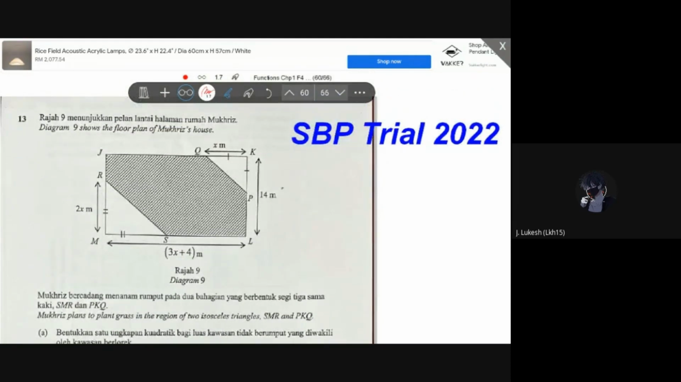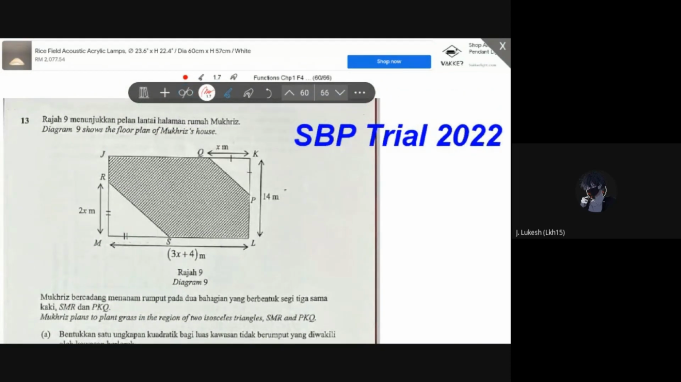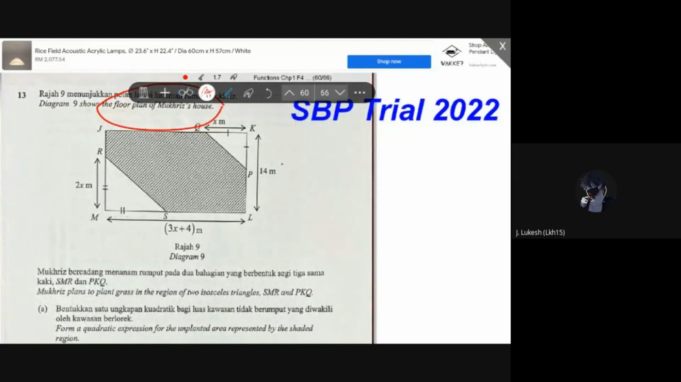Okay, so let's read the question. Floor plan of Mukri's house. So ini macam bentuk rumah dia lah. Jason bagi semangat kat semua. Okay, Mukri plans to plant grass in the region. Dia nak tanam rumput kat segi tiga kaki sama. Maksudnya, region yang ni dengan yang ni, grass. Okay? So, SMR and PKQ.